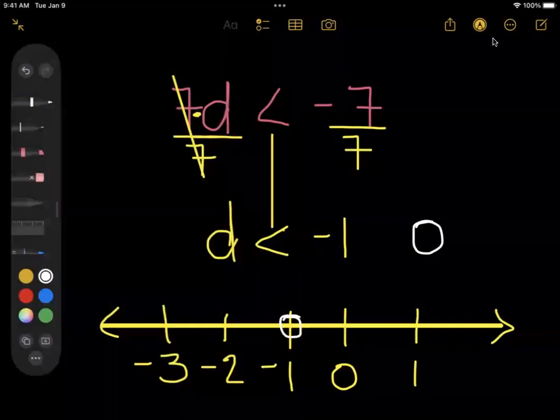Now I need to shade in everything that is less than -1, and I need to put an arrow to show that this could go on forever. So it could be -2, -3, or anything else that is less than -1.